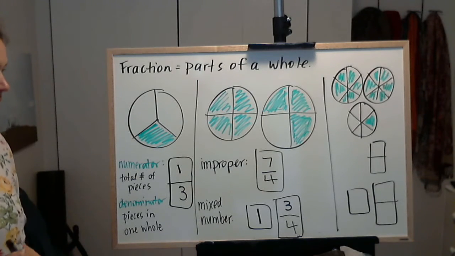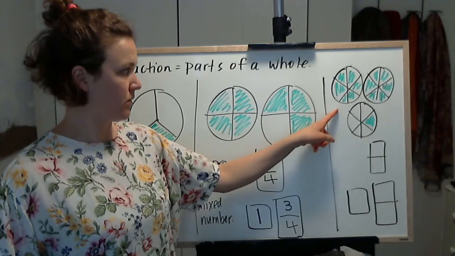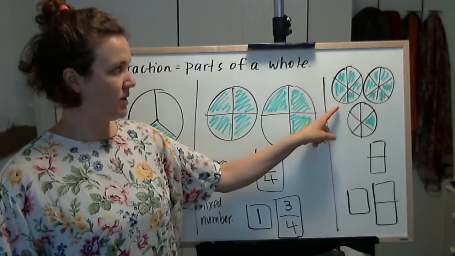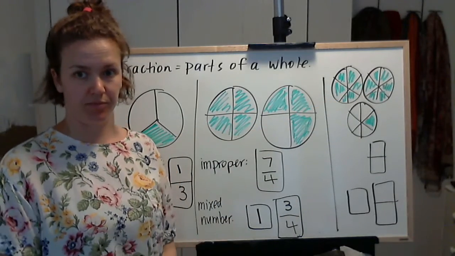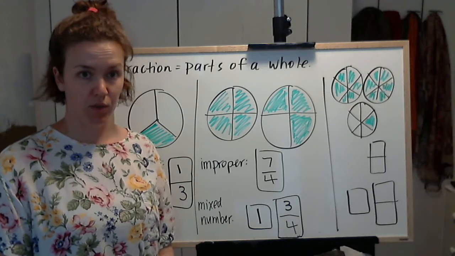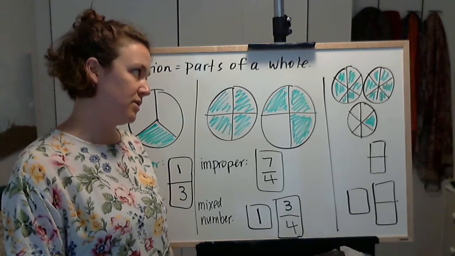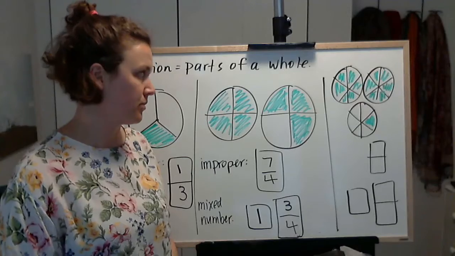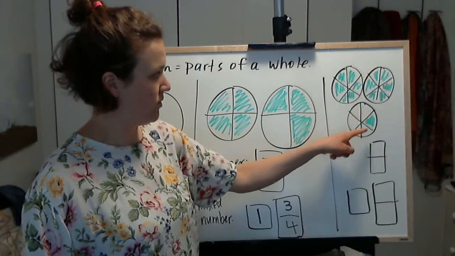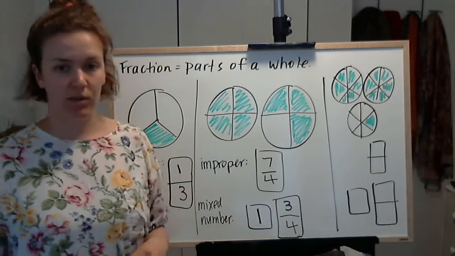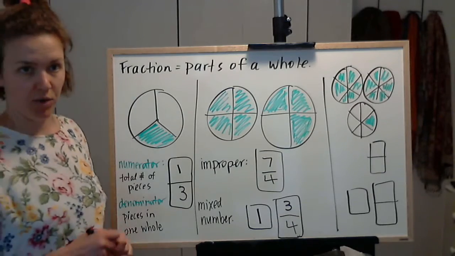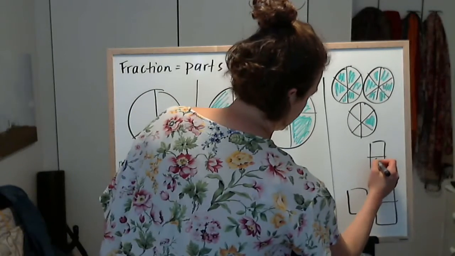Let's look at our final example. So in this case, how many wholes do we have? 2. How many pieces are in each whole? 1, 2, 3, 4, 5, 6. So 6 is the denominator. I can put that on the bottom of both examples.